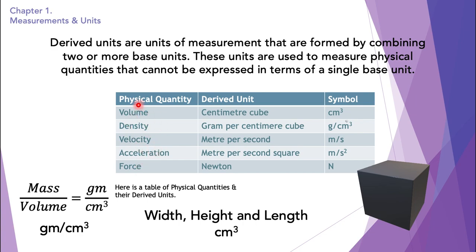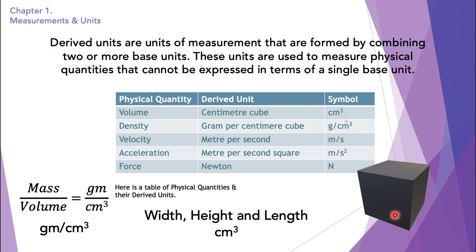Now there are many different physical quantities with their derived units. I've just written down a few of them here. Firstly, we have volume, which is measured in centimeter cube. The symbol of this derived unit is cm with a small 3 above. Overall, we read it as centimeter cube. Now this derived unit is made up of 3 base units.